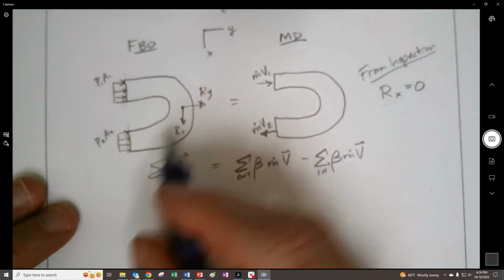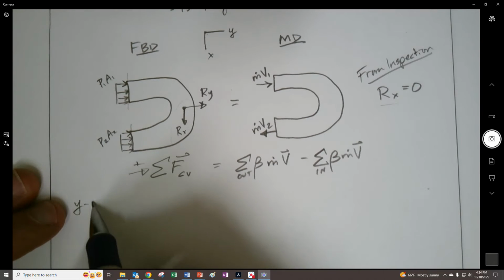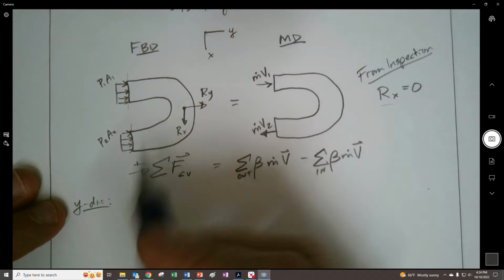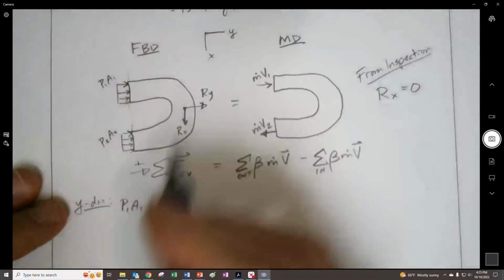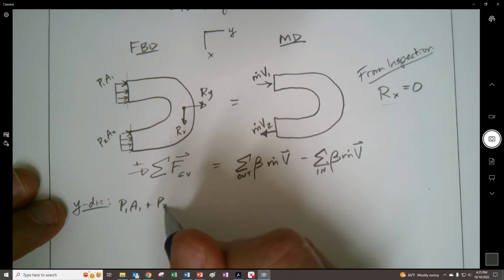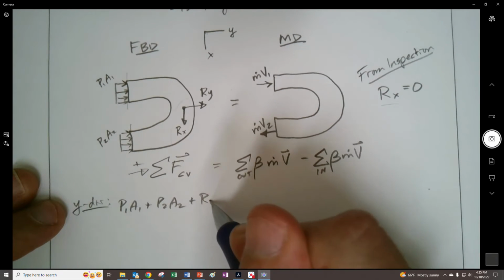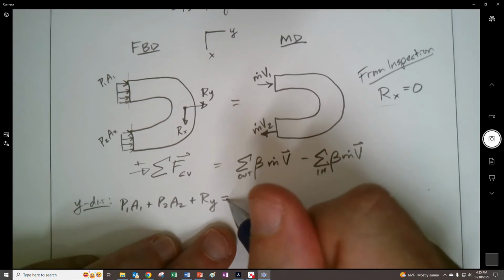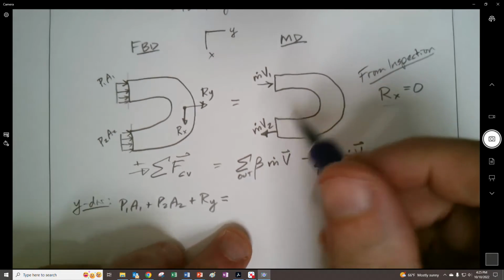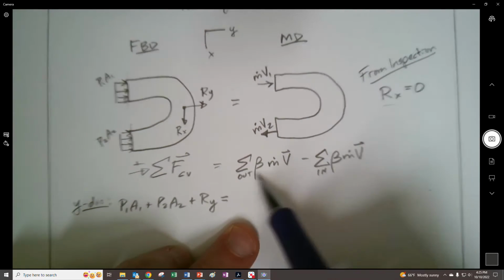Let's take a look in the positive y direction, which we could establish right there. So in the y direction, we say that we have P1A1 going to the right, P2A2 going to the right. I drew the RY, the reaction, to the right, just as by default I like to use the positive direction. Here is interesting though. We want to go to the outlet first.